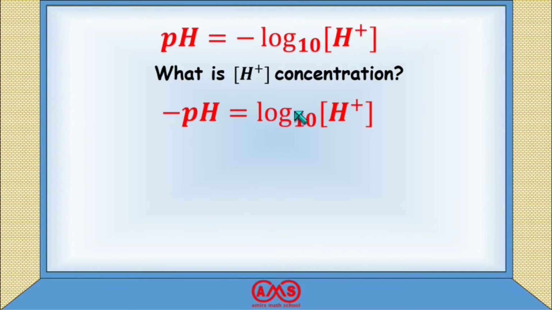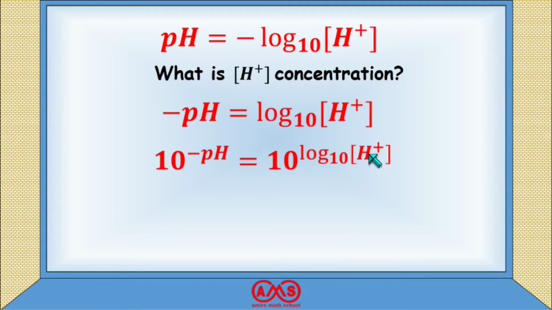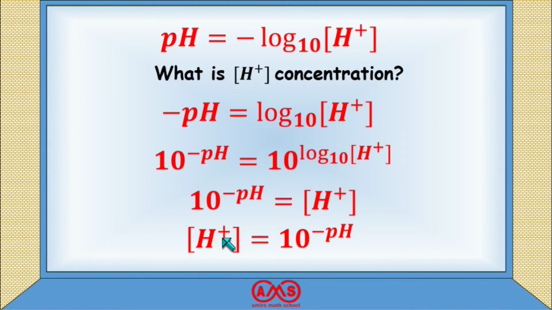Or to vanish this logarithm, we have to take the anti-logarithm on both sides, and we can write 10 to the power minus pH equals 10 to the power log 10 base H plus. The value of this term will be just H plus. So from here we can write the value of this H plus concentration is 10 to the power minus pH. When the value of pH is given, if we substitute the value of pH here, we can easily find the value of H plus concentration.